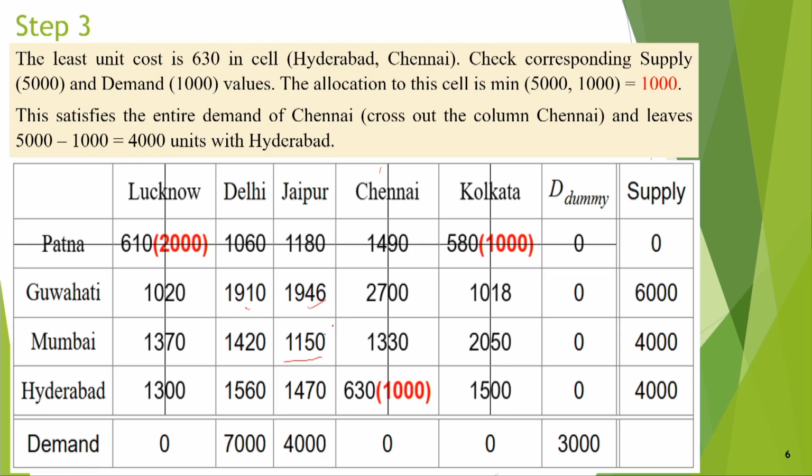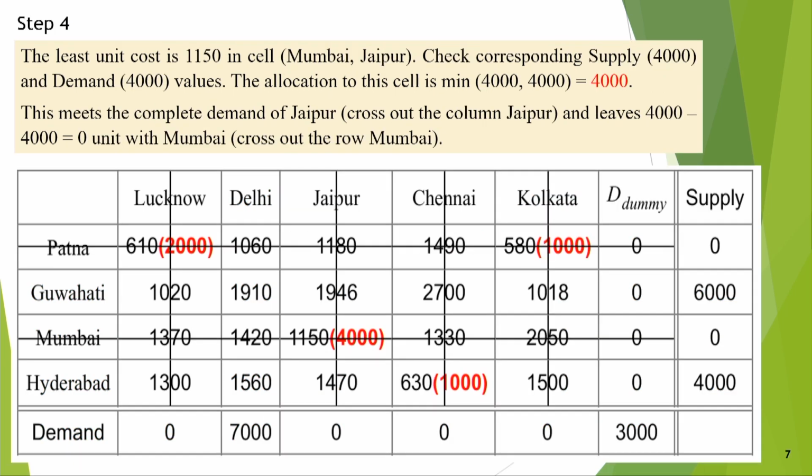So 1150 means Jaipur demand is 4000 and Mumbai can supply 4000. So we can give a maximum of 4000 and we can strike both. Ideally, only one should be struck and the other should remain, so that we can give 0 later, but here in the solution we have cut both, that is also okay. Then later on you can assign extra. So here we give 4000, and we strike Jaipur also, and Mumbai also, both have been cut.